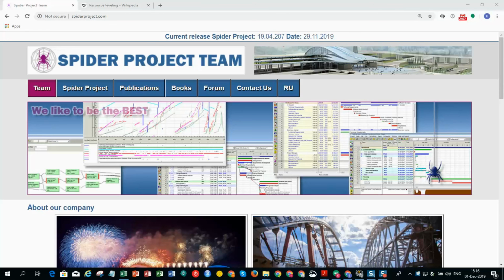So this is what I wanted to tell you about the automatic resource leveling feature of Spider. As far as I know, this is the best tool on the market at the moment which does automatic resource leveling. And if you are seriously thinking about doing automatic resource leveling in your schedule, you need to consider Spider.